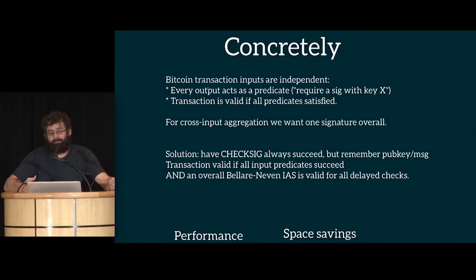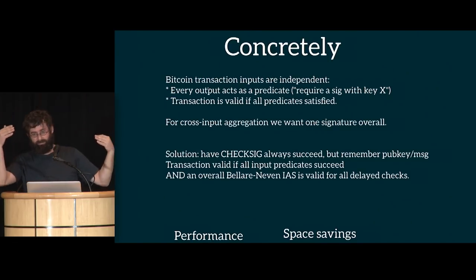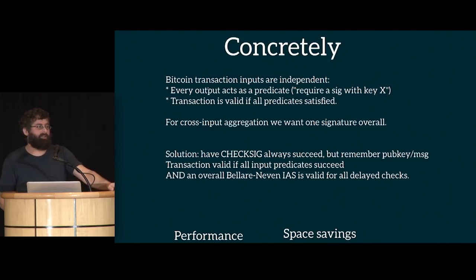Because there is a hurdle here. Bitcoin transactions are independent. We really have this model of there is an output which has a predicate. You provide an input with all the arguments needed to satisfy it. And the transaction is valid if all the predicates are satisfied plus a number of other constraints like you're not double spending and you're not creating money out of nothing and all those things. But for cross-input aggregation, we really want one signature overall.